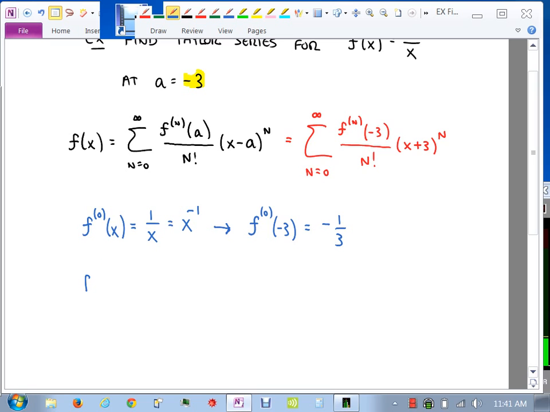Now, the first derivative of that function is -x to the -2, which is the same as -1 over x squared. So if I take the first derivative and I plug in -3, I get -1 over 9. -1/9?